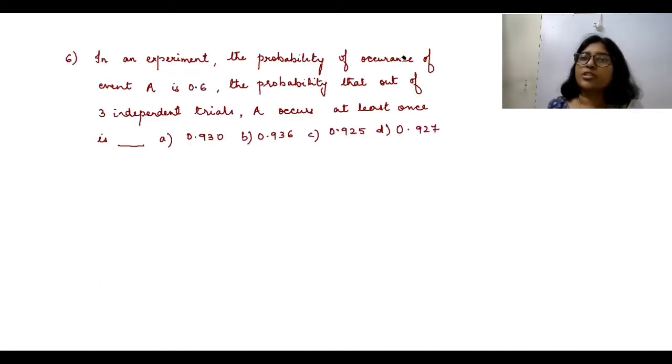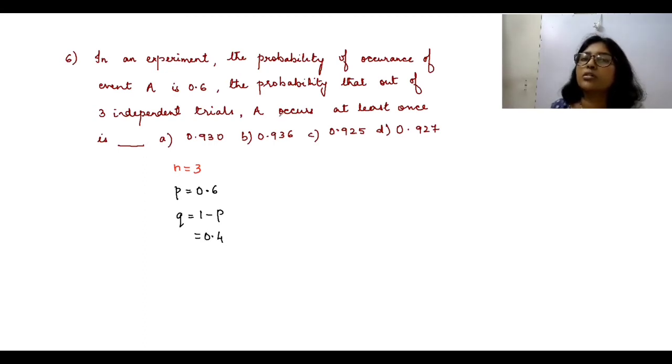Over to the next question. In an experiment, the probability of occurrence of event A is 0.6 and the probability that out of 3 independent trials. So this is a kind of question wherein we have binomial distribution. Number of trials are 3. Probability of A is what we want to find, so that is success for us. So failure Q is 1 minus P, and that is 0.4.